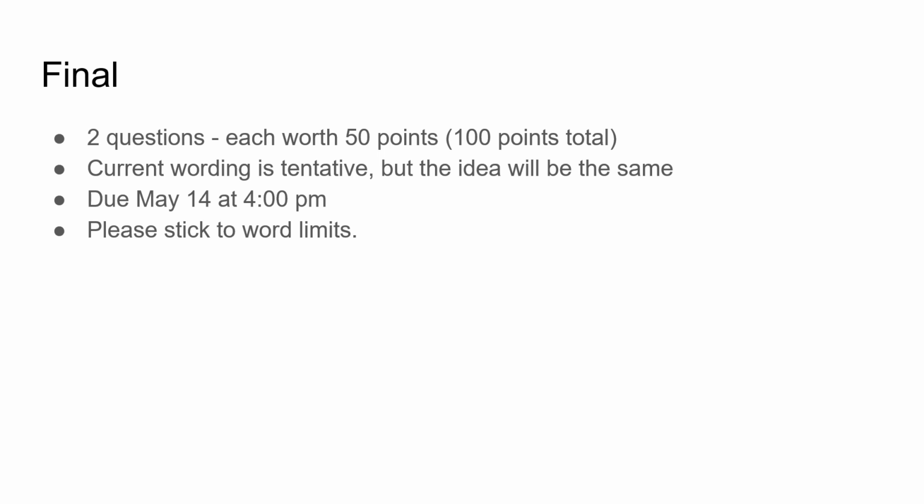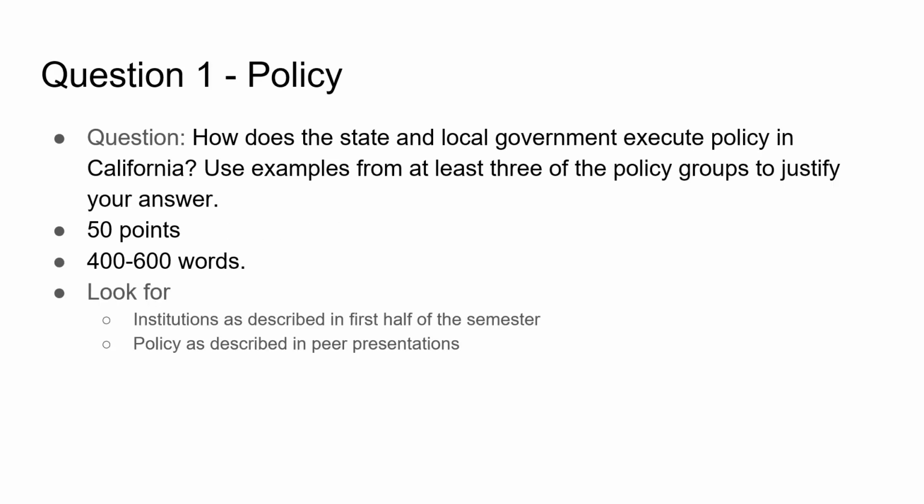So I have kind of a general way of grading all of them in comparison to each other. Okay, the first question is about policy, and the question is, how does the state and local government execute policy in California? Use examples from at least 3 of the policy groups to justify your answer, and that's what I was just talking about. This is 50 points. It should be between 400 and 600 words. That is roughly 3 to 4 pages typed, but do a word count, not a page count. You can do it double space, you can do it single space, you can do it in any font you want. I'm looking at 400 to 600 words.